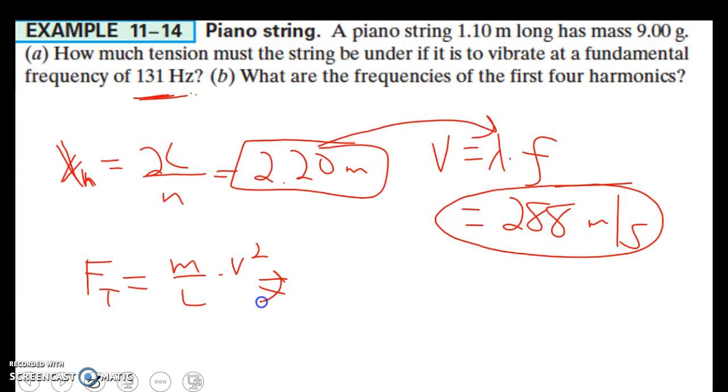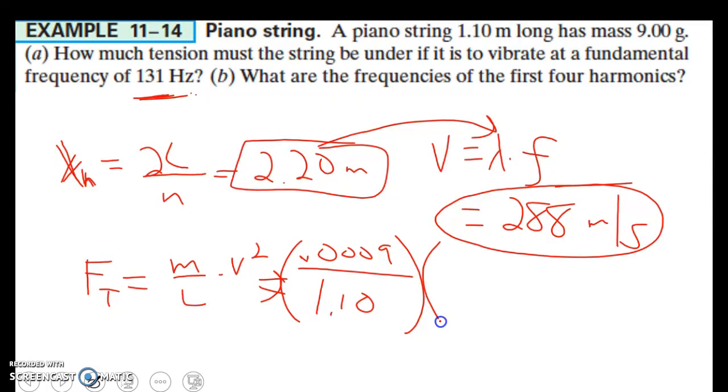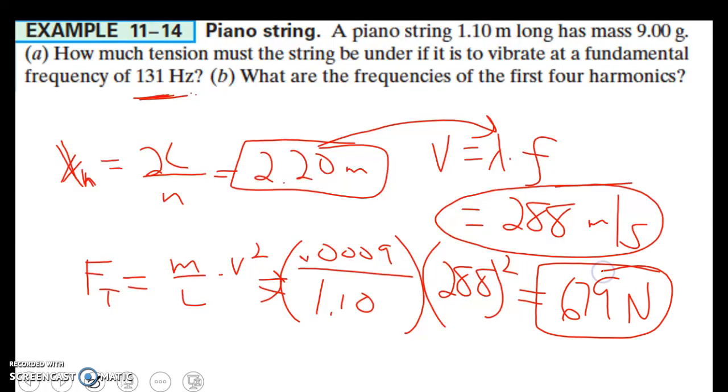I want to substitute. When I substitute this, m over L is going to be 0.009 kilograms, our mass in kilograms, over L, which is 1.10 meters. And then we multiply that by 288 squared, and we get a tension of 679 newtons. So now we found our tension.